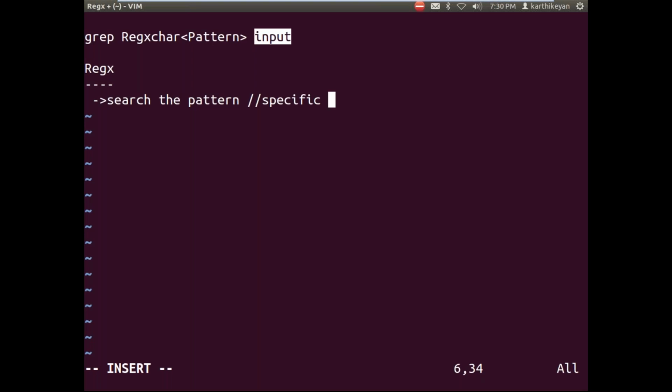The term "more specific" means with respect to character, with respect to string, with respect to space, with respect to special characters or multiple patterns. Like this, we can find more operations. Character based also we can search.